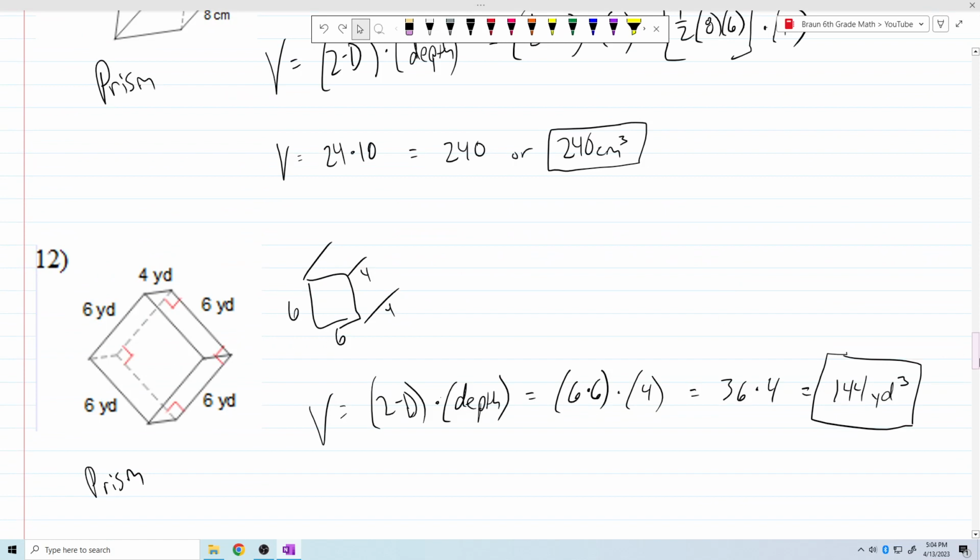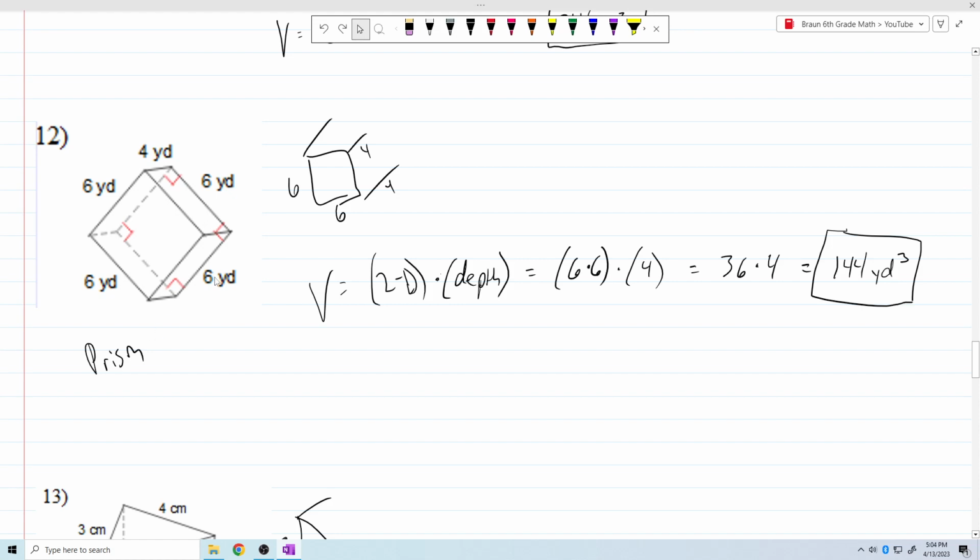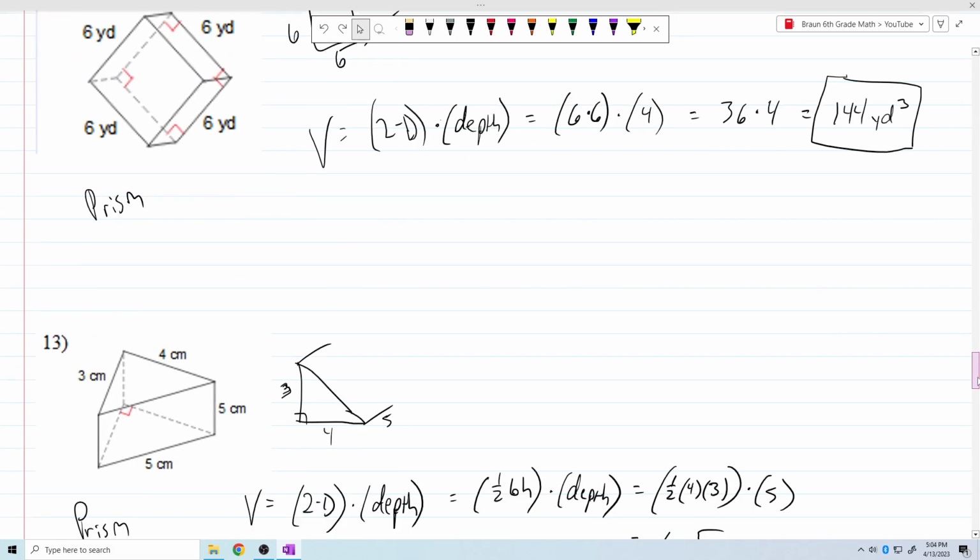12, it is a square prism, 6 by 6 square. Okay, that's these big, huge faces here. The 4 depth. Plug in, just plug away, guys. Plug and chug.